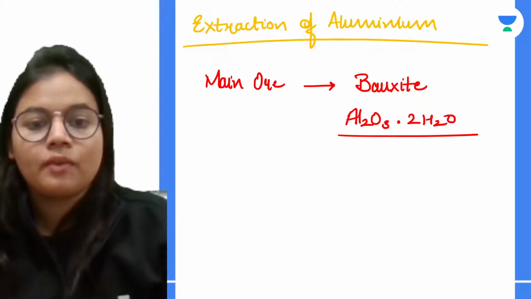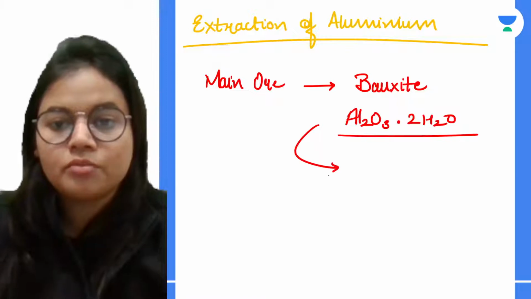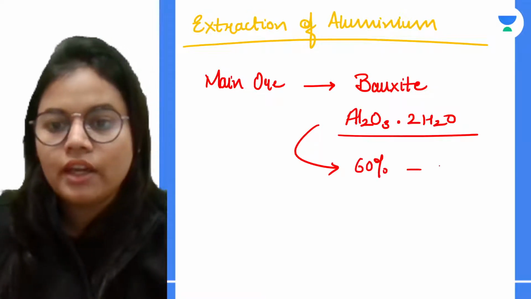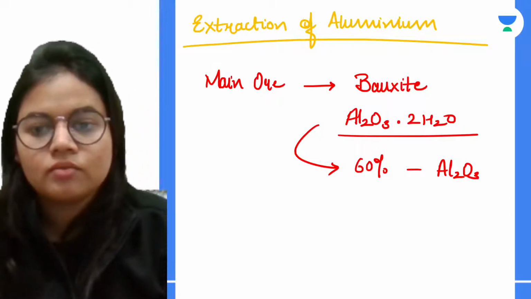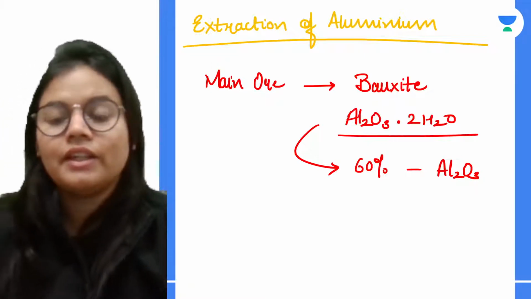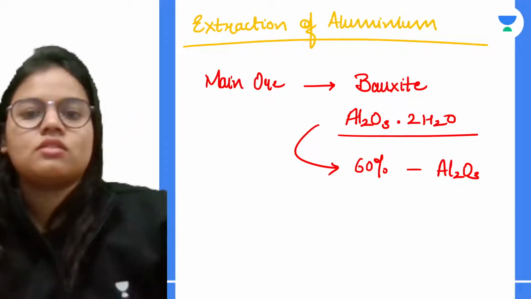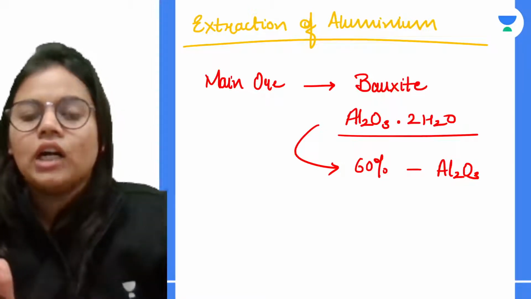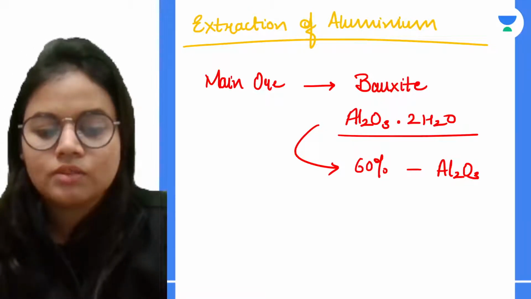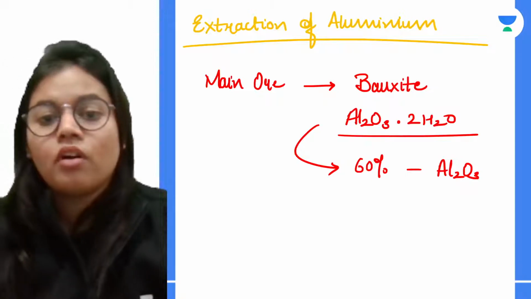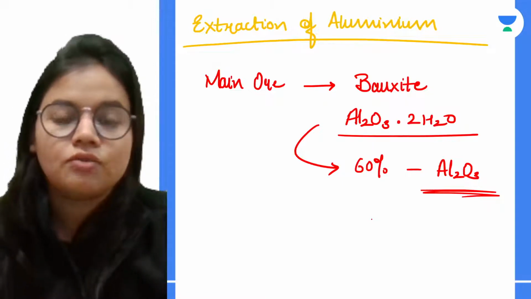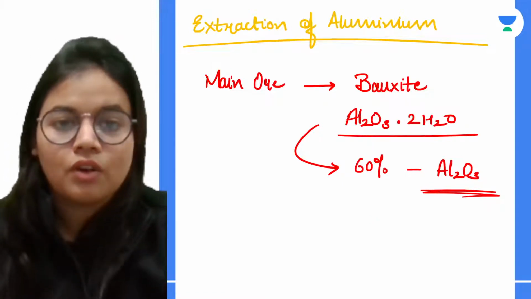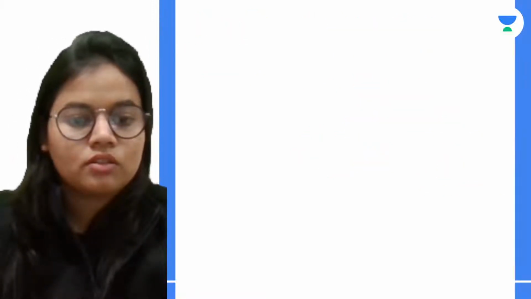So it's a loss. Okay, so here in bauxite we get 60% of alumina. That is a fairly good quantity. Okay, and the other 40% consists of dust, ferric oxide, and other things which are not important to us. Okay, so for getting this alumina, we need to purify the bauxite, and this is what Bayer's process is used for. Okay, so let's move on to Bayer's process.